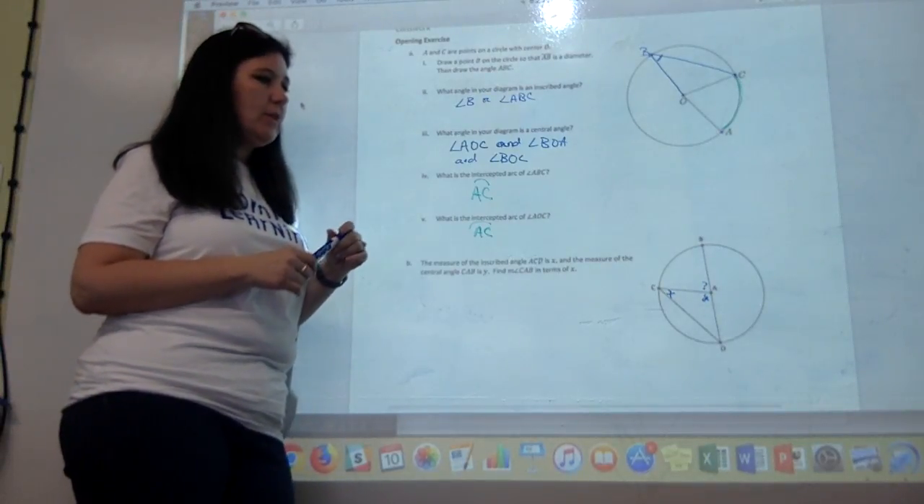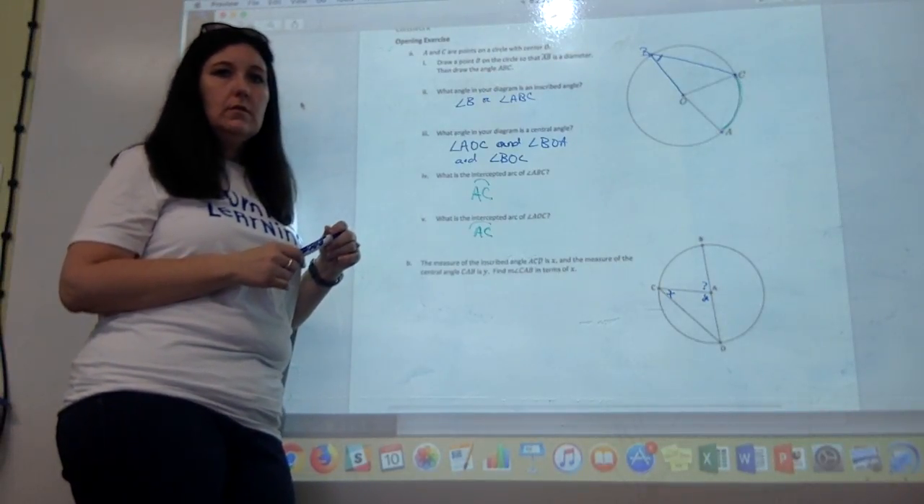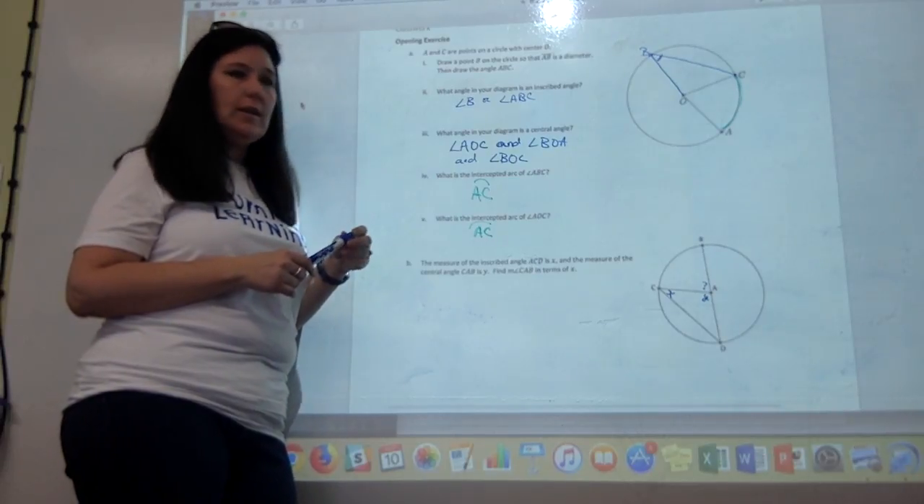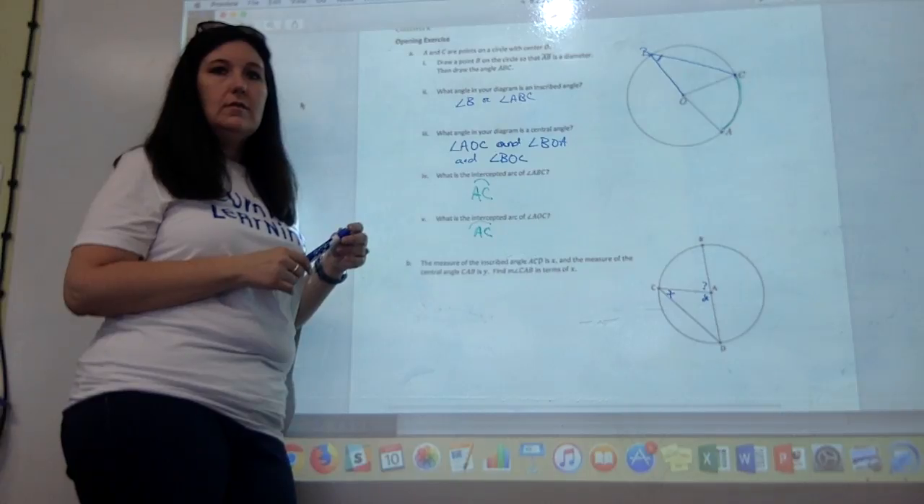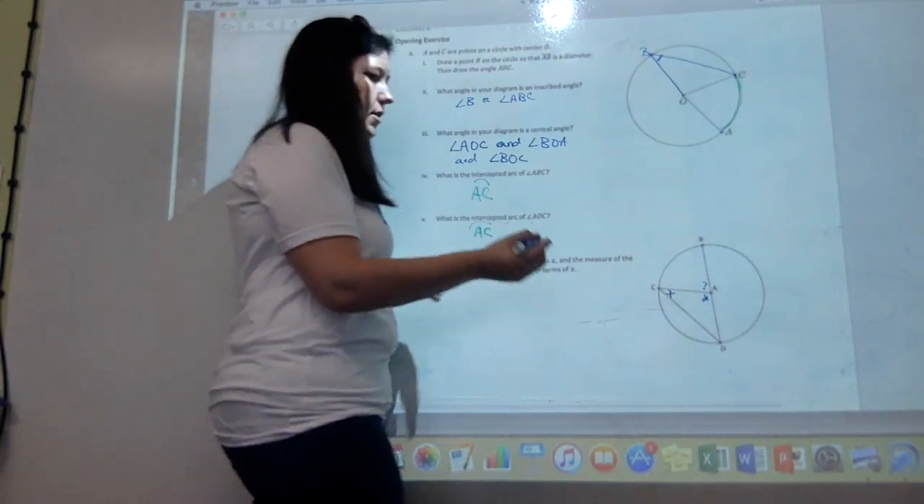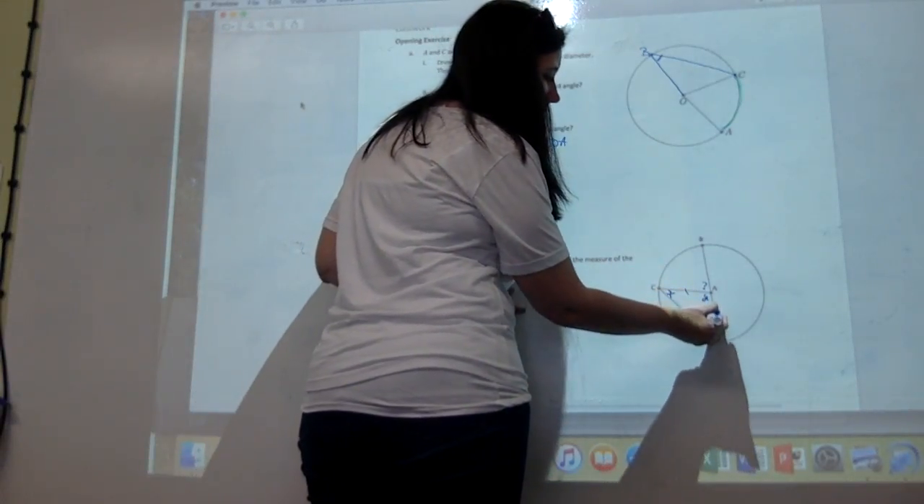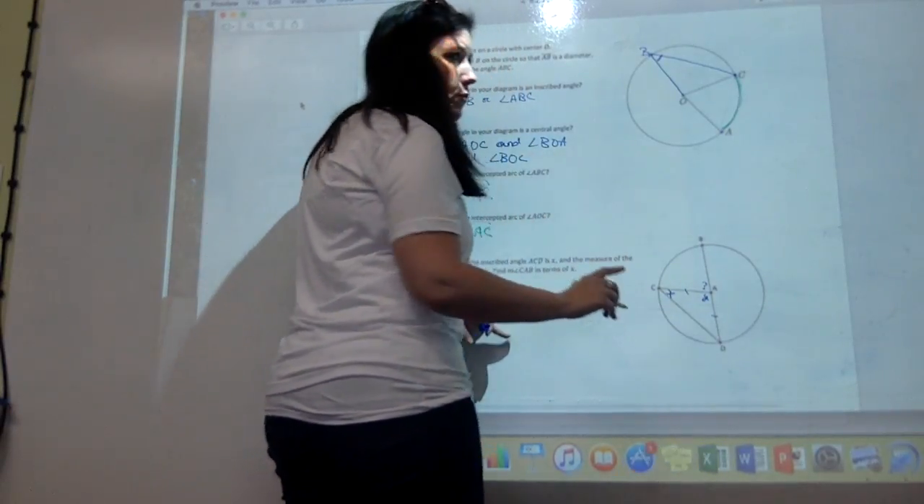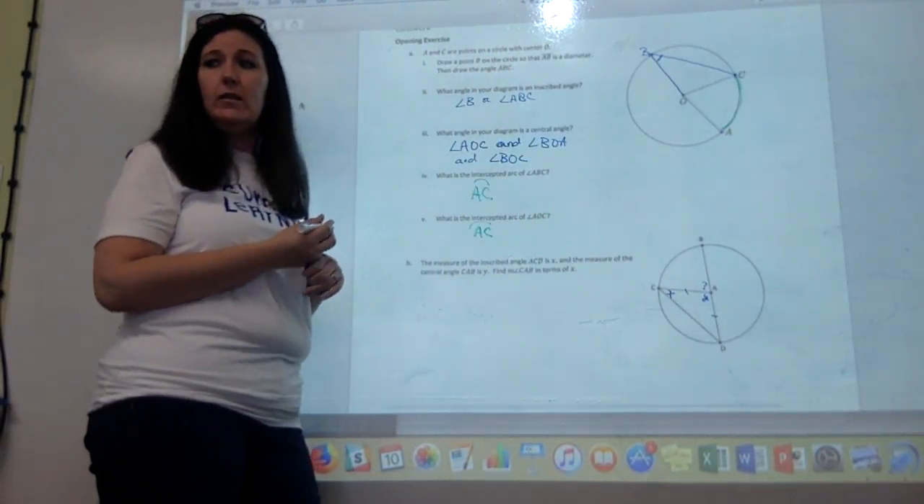What kind of segment is AC? AC is another radius. So what kind of triangle is ADC? ADC is an isosceles triangle because these are both radii, so they have to be congruent. So then what could I label for the measure of angle D?